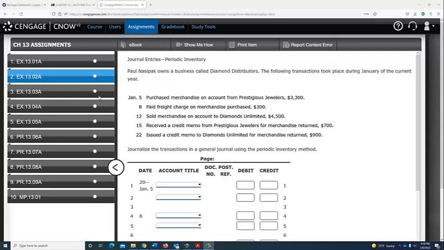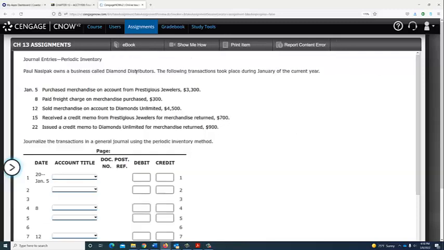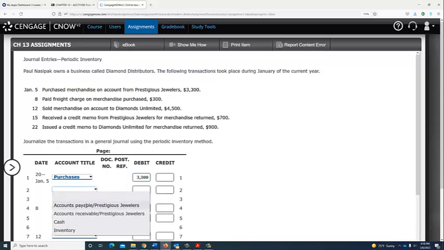For our problem demonstrations, we'll start with exercise 13.2, which covers the periodic inventory journal entries. On January 5th, purchased merchandise on account from Prestigious Jewelers. So remember, under periodic, the merchandise inventory account is not active. So we put the purchase of merchandise in the purchases account. And it was on account.